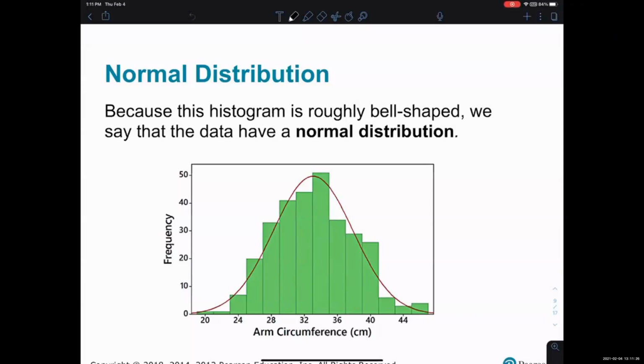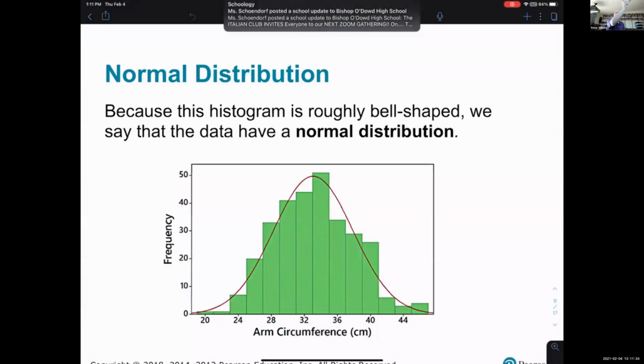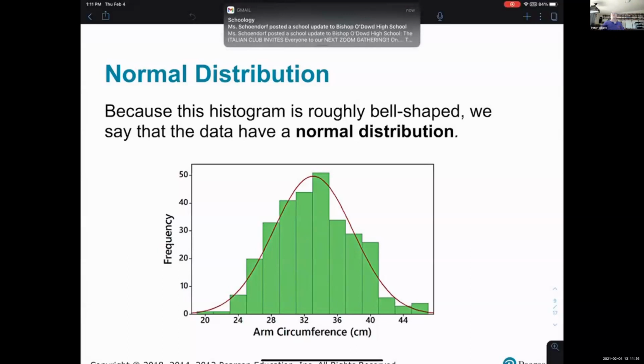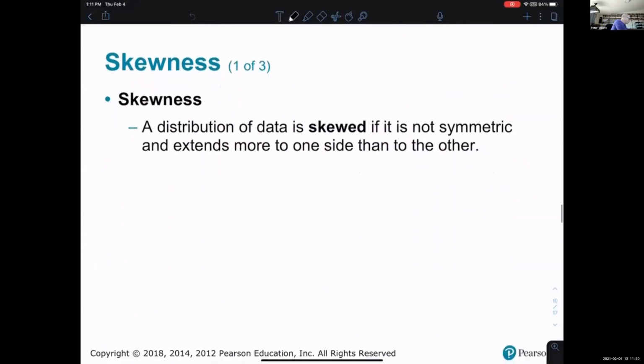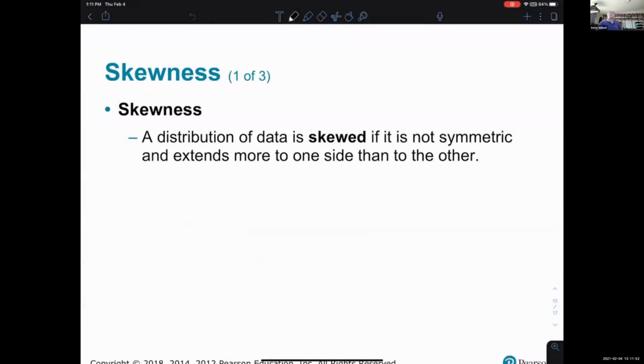All right, got it. Okay, so it says, because this histogram is roughly bell-shaped, we say that the data have a normal distribution. And so they're now saying, this is bold, this is what normal distribution looks like. Think about this picture, and they're showing the overall smooth version of that shape that the rougher green bars are emulating somewhat. And then the skewness, as I was discussing when the graphs were up there, is when it's like a bell shape, but it's leaning one way or the other. A distribution of data is skewed if it's not symmetric and extends more to one side than the other.